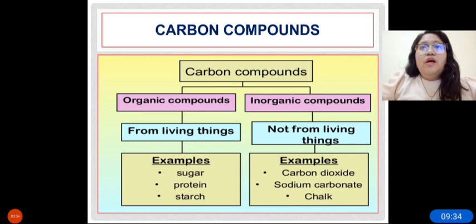Next, we have the carbon compounds. Okay? Carbon compounds are like the two sides of a coin. On the one side, we have organic compounds. These come from living things and include stuff like sugar, protein, and starch. It's like the ingredients that make up life. On the flip side, we have inorganic compounds. These aren't derived from living things. Examples of these are carbon dioxide, sodium carbonate, and chalk. It's like the stuff that makes up the non-living parts of our world.